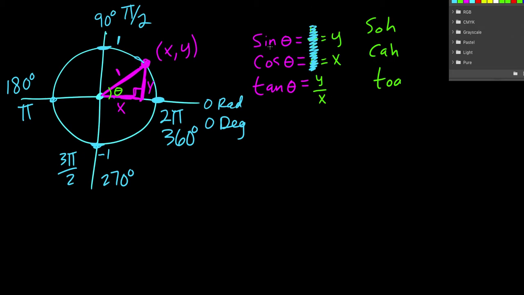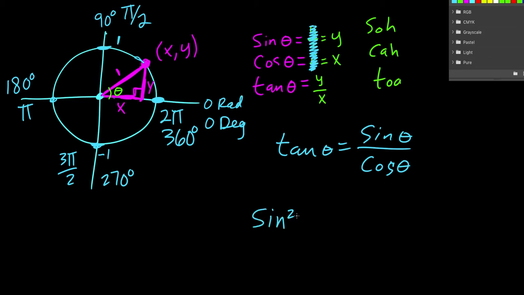One more thing to notice: since sine is y and cosine is x, tangent can be written as y over x, so tangent can be equal to sine theta over cosine theta. Okay, and then just for good measure, I'm going to remind you about the Pythagorean identity, which is this. So all those might come in handy when we're dealing with trig functions in the future.